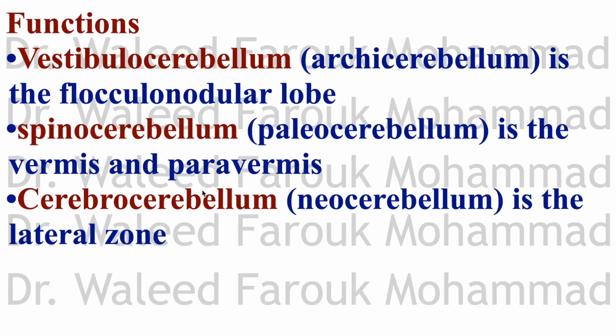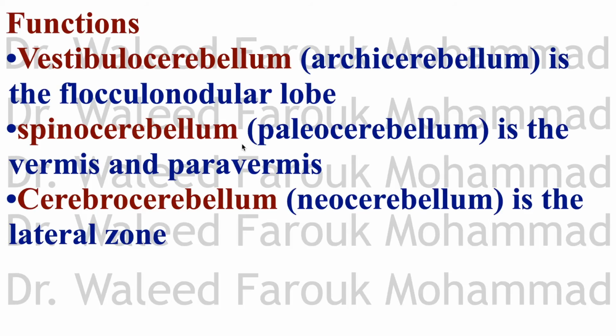In simple terms, there are three forms. The most primitive is the vestibular cerebellum or the archicerebellum. The archi means the oldest cerebellum. It comprises the flocculonodular lobe, and it's present in the lower animals like fish, for example, that need balance to maintain the vertical position, not more than that.